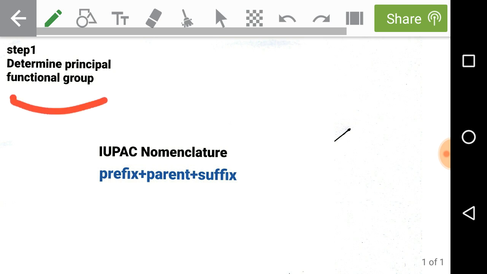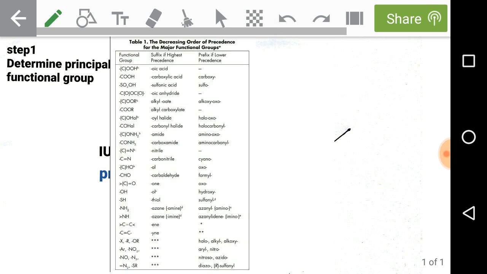look for the principal functional group in the given organic molecule. One should have command of the priorities of functional groups. Just look at the table here. You can get the decreasing order of precedence for the major functional groups. Whenever we determine the principal functional group, we need to follow this order. From top to bottom, the priority of functional groups decreases.